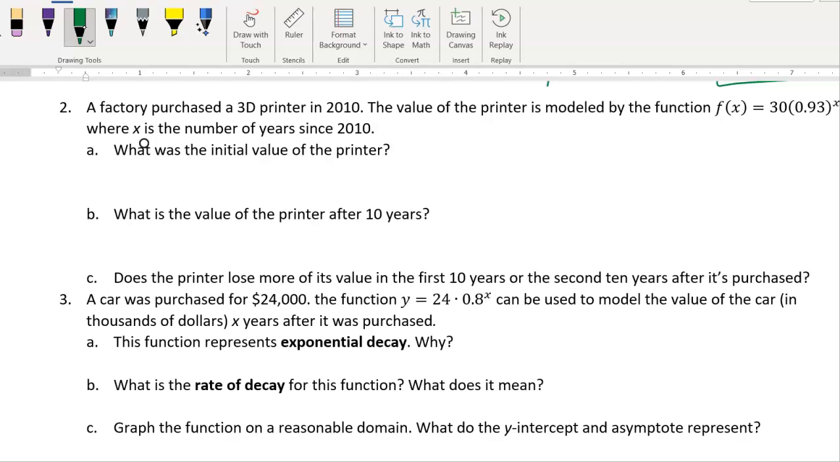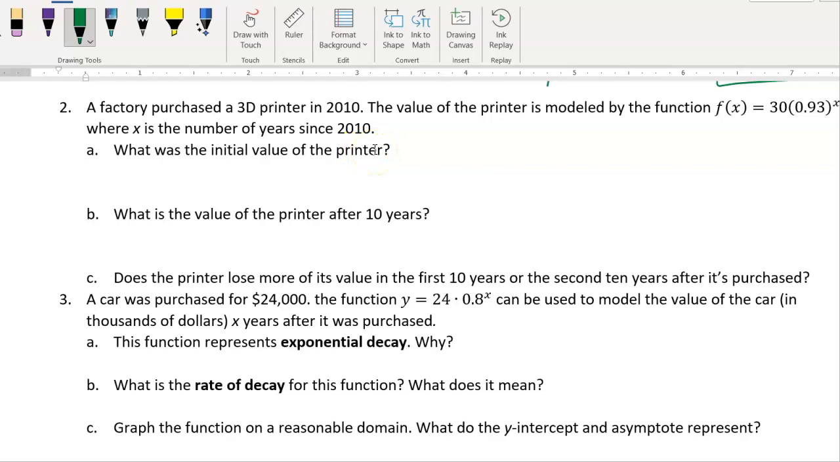All right. Let's look at this next one. So this next one, they give us the equation. And so from that equation, we're going to be pulling out some different information here. So it says a factory purchased a 3D printer in 2010. The value of the printer is modeled by the function f of x equals 30 times 0.93 to the x power, where x is the number of years since the year 2010. What was the initial value of the printer?